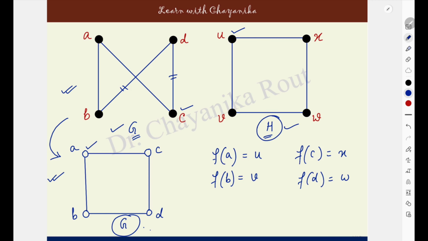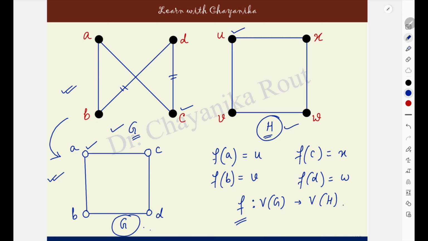So there exists a bijective mapping F. This F is the bijective mapping, one-one and onto function, that will map the vertex set of the graph G to the vertex set of the graph H. This bijection F is called isomorphism.